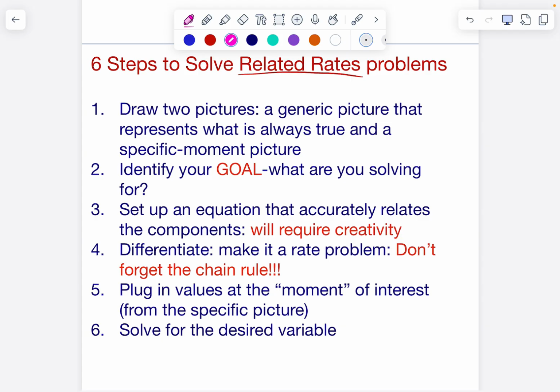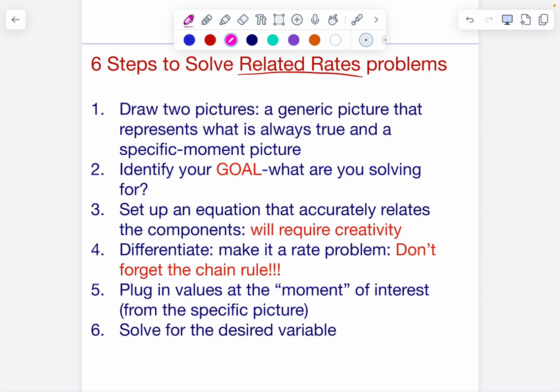Okay. Draw 2 pictures. One, a generic relationship. That's what we've been doing so far because we have not been given specific moment pictures, or information rather. So we've only been drawing generic pictures. That's what this whole last section was. So we're going to start by drawing a picture that represents the situation or scenario and the parts that are always true. Like maybe our radius is always 2 feet. Maybe the height of the light pole is always 25 feet, whatever.